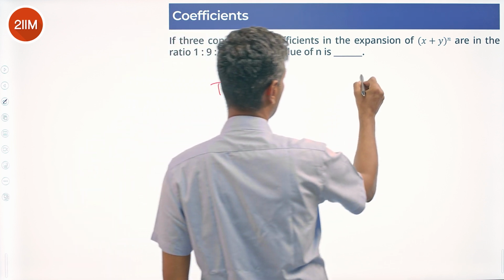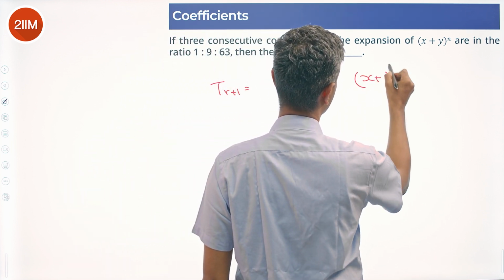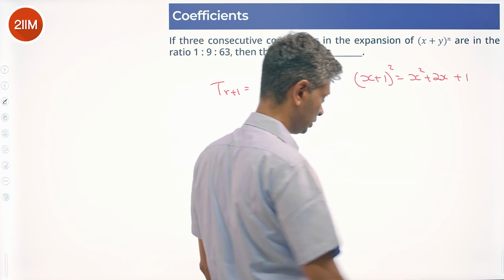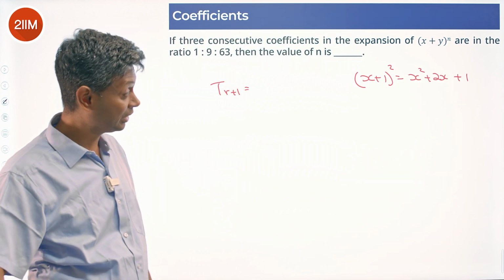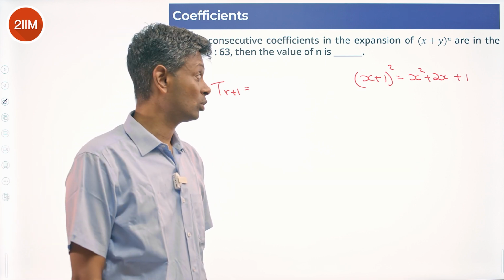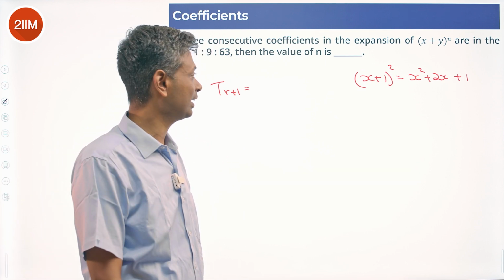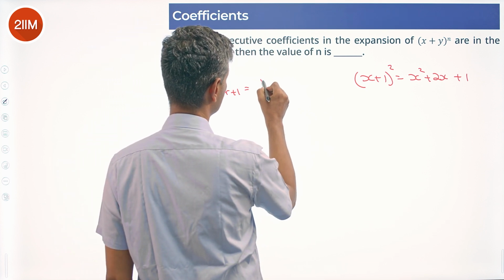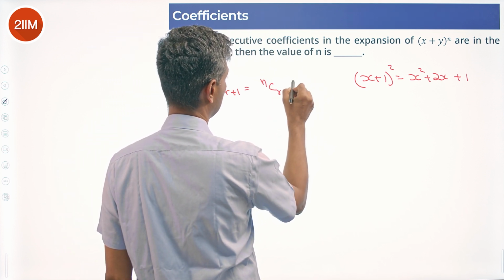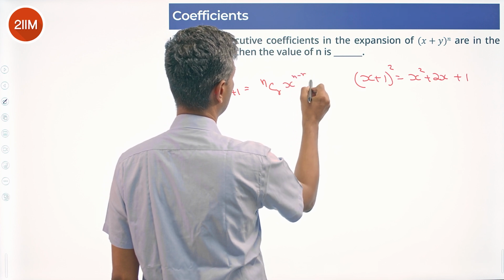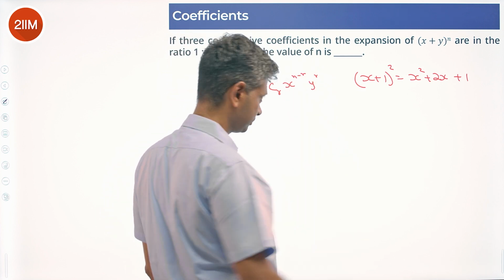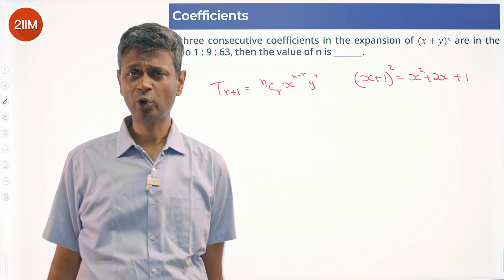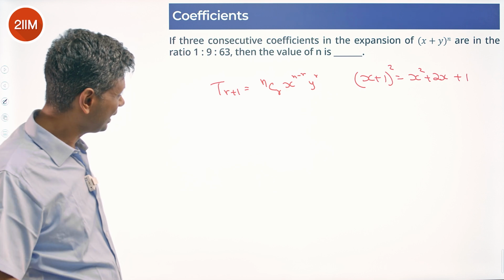If I have (x + 1) whole square, this is x² + 2x + 1. If I have whole square, there are 3 terms. If you have whole power 4, there are 5 terms. The whole power n, there are n + 1 terms. The (r+1)th term is nCr x^(n-r) y^r. And this is binomial theorem expansion 101, very simple. And then we simplify this.